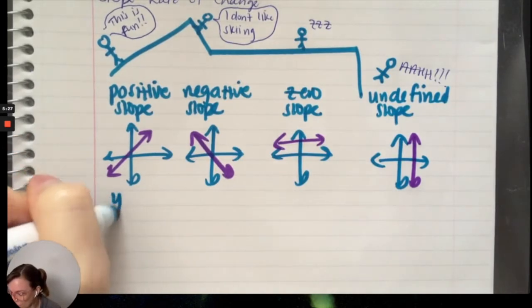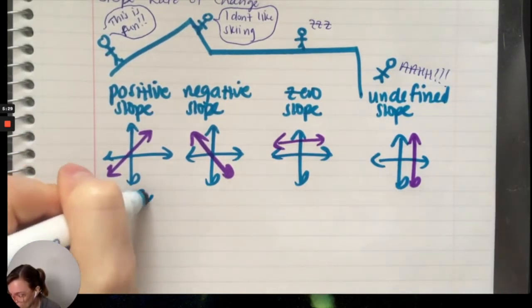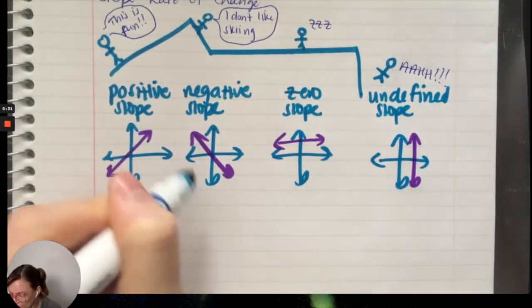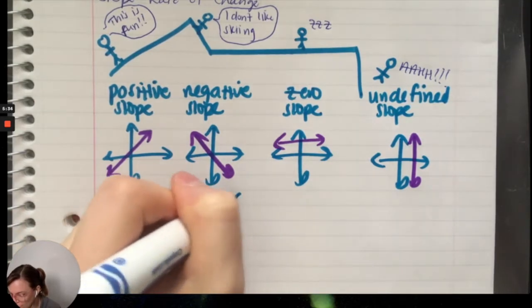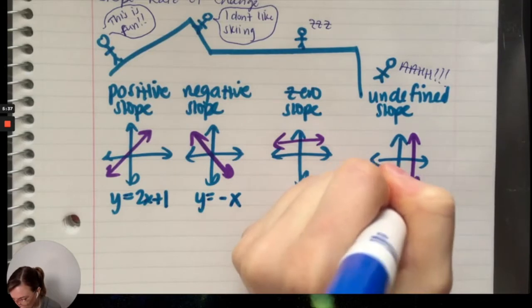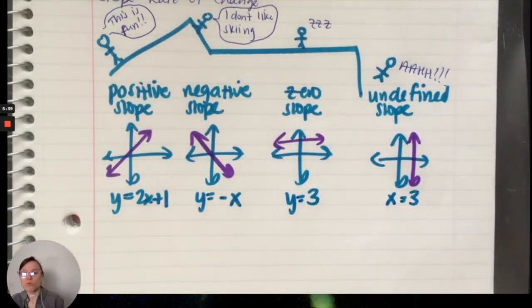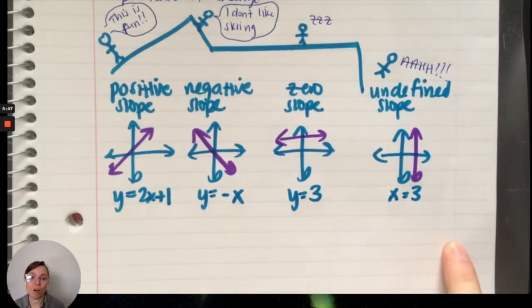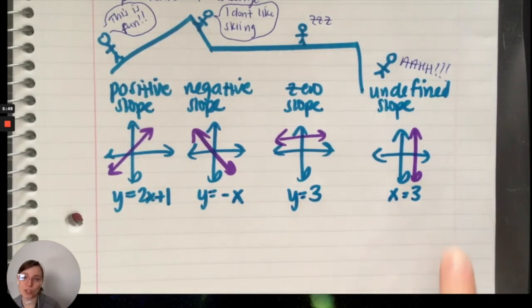This one could be like y equals 2x plus 1. And this could be y equals negative x. This could be y equals 3, and this could be x equals 3. So you're not going to understand what that means now. Totally fine. It's just so when you look back at this later, you could see examples, because we're going to learn what all these different forms mean and when they're used and how we created them. We need to keep the blue open.